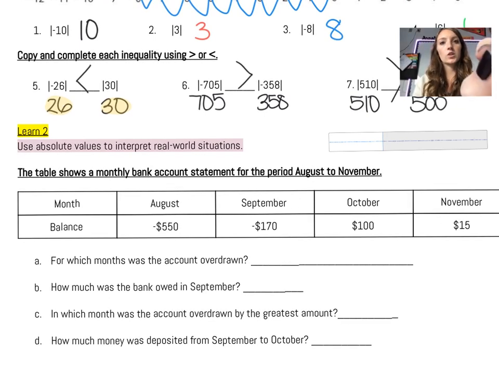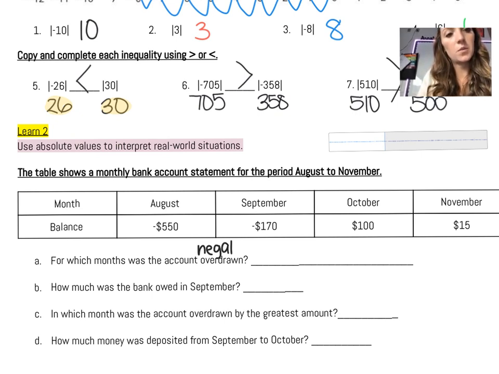Overdrawn might be a new word that we might not have ever heard before. When a bank account is overdrawn, or there was too much money taken out of it, we're now in the negative numbers of our balance. So this is negative. We're looking for which months the balance was negative. We can see that August had a negative balance and September had a negative balance. So I'm going to write August and September.